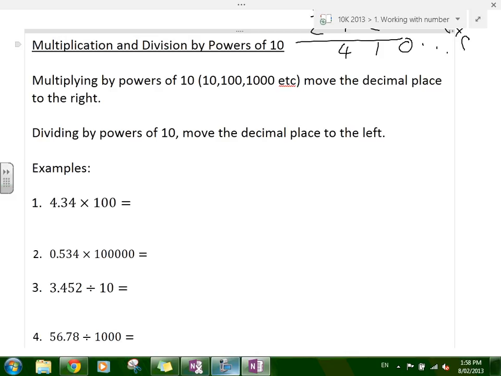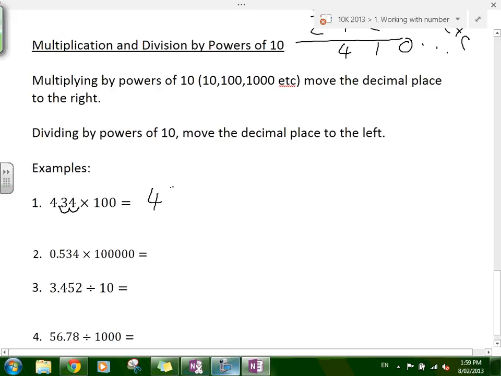Alright, so when you multiply by powers of 10, the decimal place, so if you like, you shift the place values, it moves to the right, and if you divide by powers of 10, the decimal place moves to the left. So you're shifting the place values, moving along, increasing its size by powers of 10. Alright, so just 4.34 times 100, you're moving it 2 places, so it's 434.